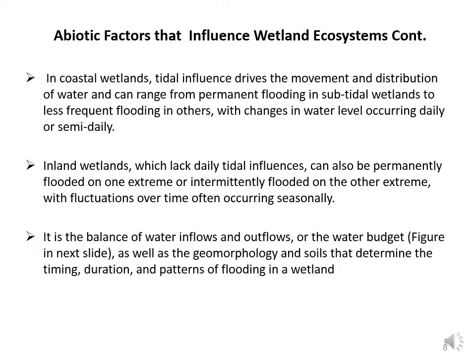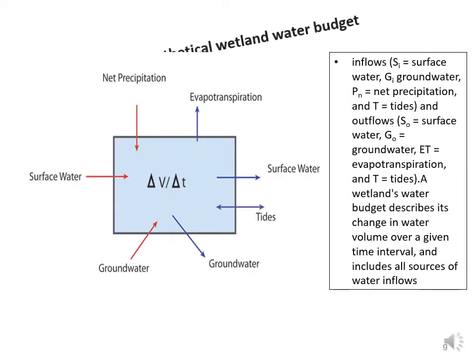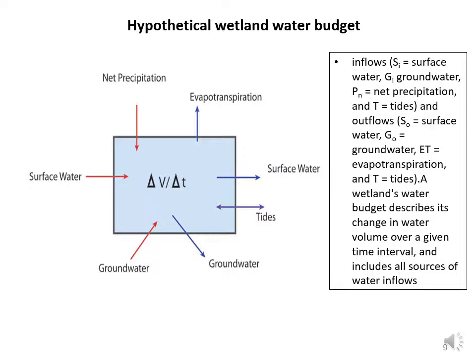Now what happens is that water enters a wetland, while some of it stays in the wetland, and some of it also leaves the wetland. This can be portrayed in the following figure, which shows a wetland and how it budgets the water, so we call it a hypothetical wetland water budget. For instance, we have precipitation, net precipitation, surface water, and groundwater entering a wetland, and also tides bringing water into the wetland. Then we have the evapotranspiration processes taking place. Water leaves the wetland through surface flow and through ground flow, and the tides also take water as they move back and forth from the wetland.